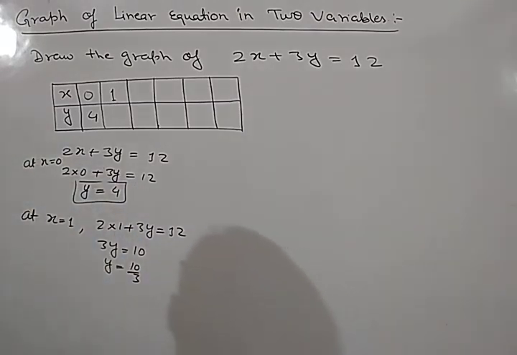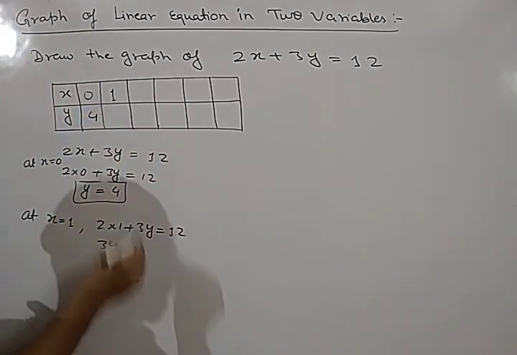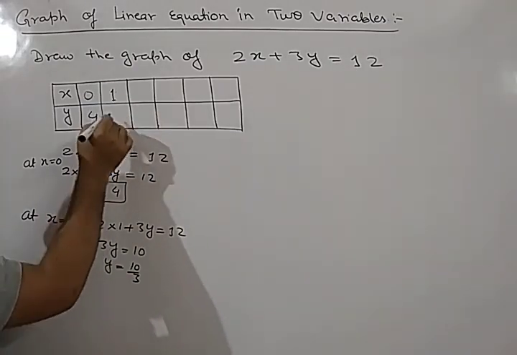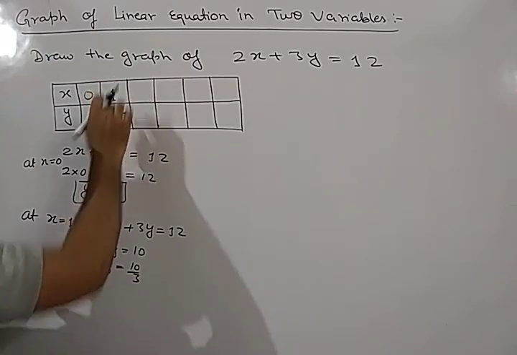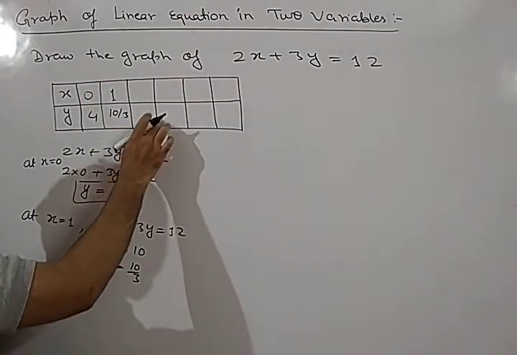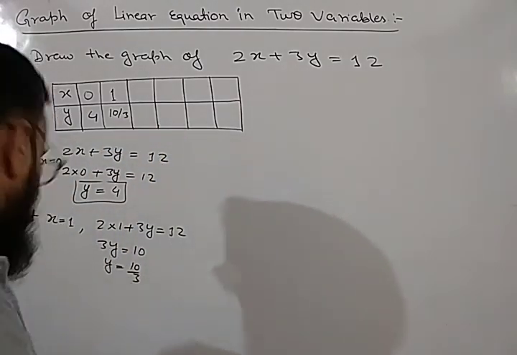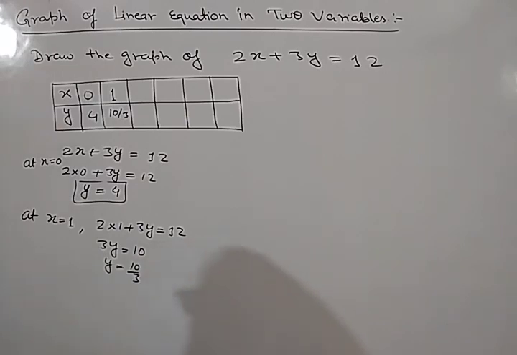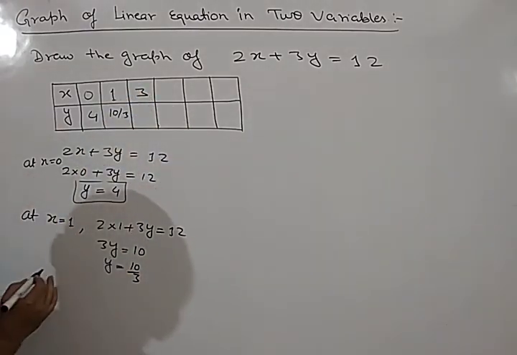So we don't want such type of values where the fraction comes out. So let us take another value. At x equal to 1, y is equal to 10 by 3. Okay. Now if we take x is equal to 2, or let us take another such value where the fraction doesn't come. So what can we take? If we take x equal to 3, then what will happen?